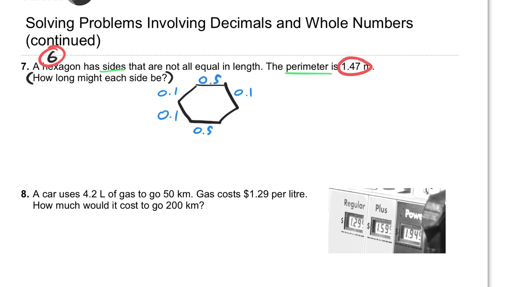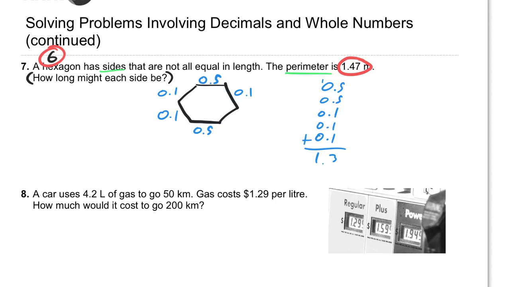How much do we have so far? Right? We've got 0.5 plus 0.5 plus 0.1 plus 0.1 plus 0.1, and we've got 5 of the 6 sides together already. So this is 10, 11, 12, 13. So we've got 1.3 so far.